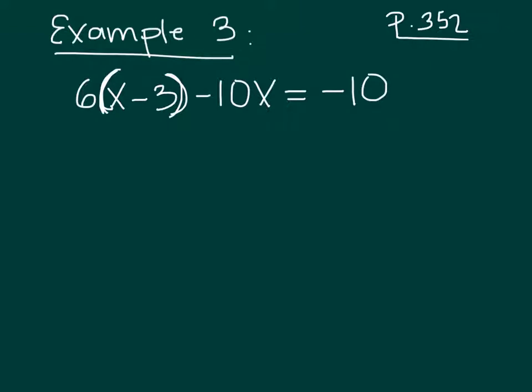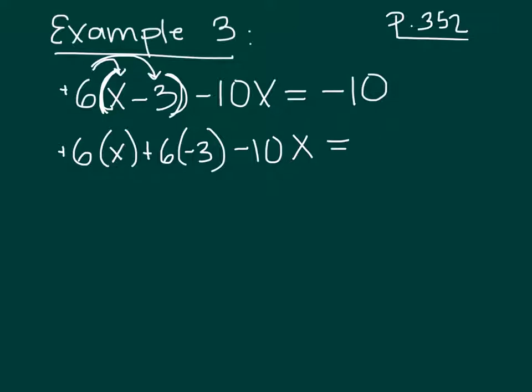Well, I can remove them by applying specifically the distributive property. So I'm going to distribute 6 to this and 6 to that term. So 6 times x, right? And I'm writing plus because there's really a plus out here. I mean, you can write a plus here if that helps. Plus 6 times negative 3. Okay, so I distributed. I haven't done anything with this minus 10x, so I'm just going to write it out. And then this negative 10 on the right-hand side is just kind of hanging out. There's nothing to do with it.